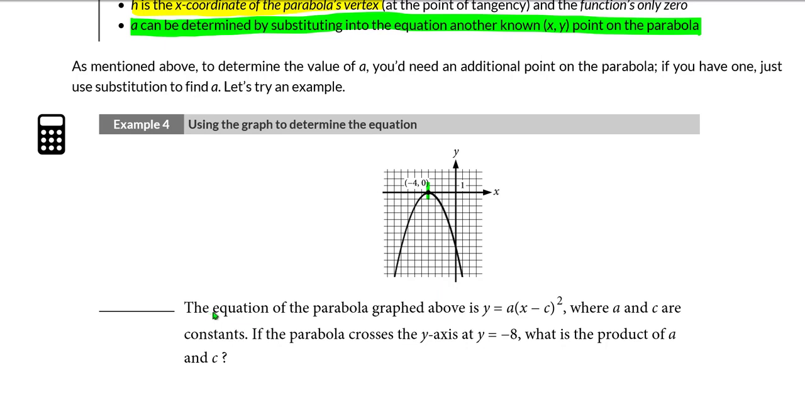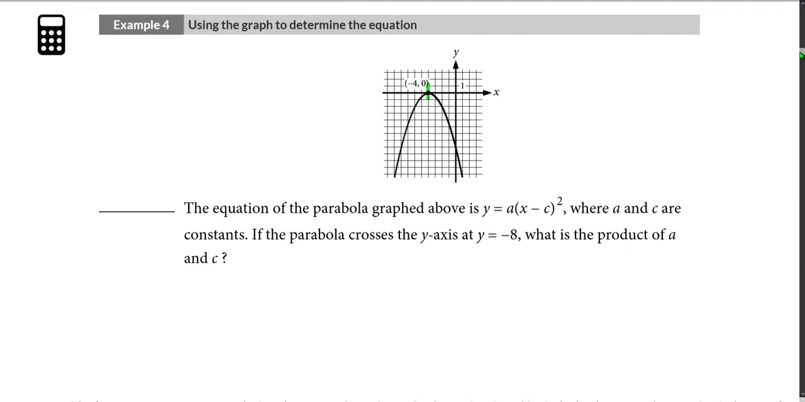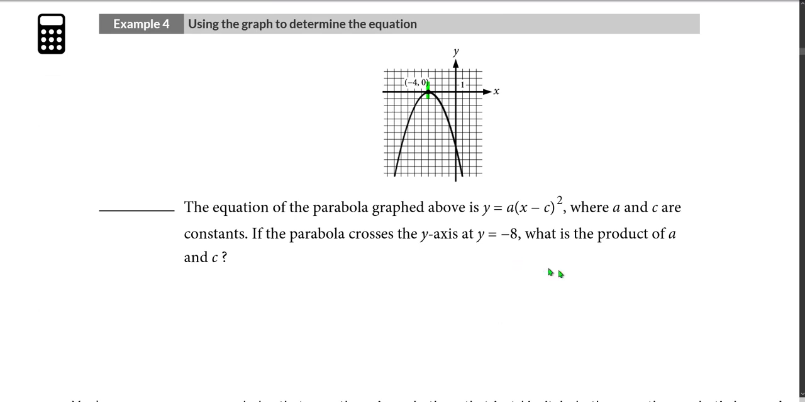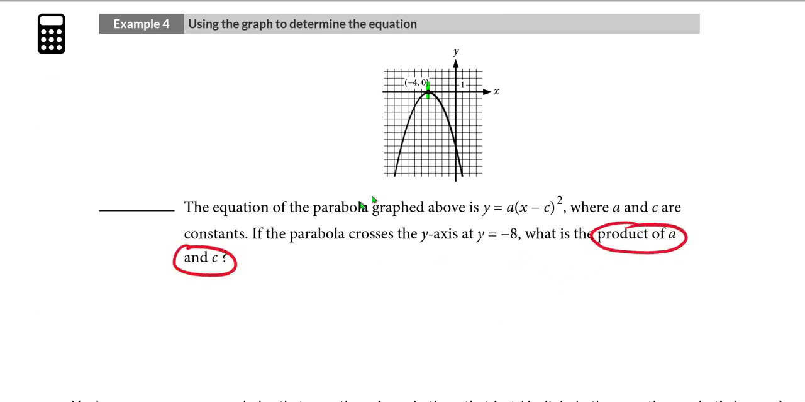If you want to try the question on your own, as always, pause the video, try the question on your own, and then come back and join us. The equation of the parabola graphed above is y equals a(x minus c) squared, where a and c are constants. If the parabola crosses the y-axis at y equals negative 8, what is the product of a and c? That's what we're looking for.